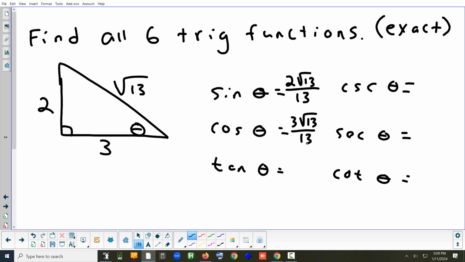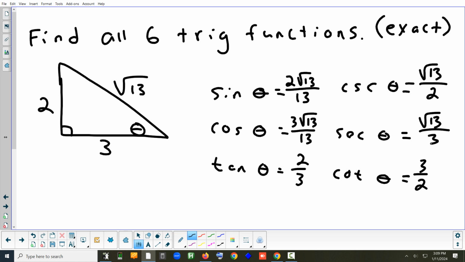2 over 3. So tangent is going to be 2 over 3. Well, we're here, let's just do the cotangent. What's that going to be? 3 over 2. What about the cosecant? The square root of 13 over 3. Oh, sorry, I was thinking 2. Square root of 13 over 2. And the secant? Square root of 13 over 3.